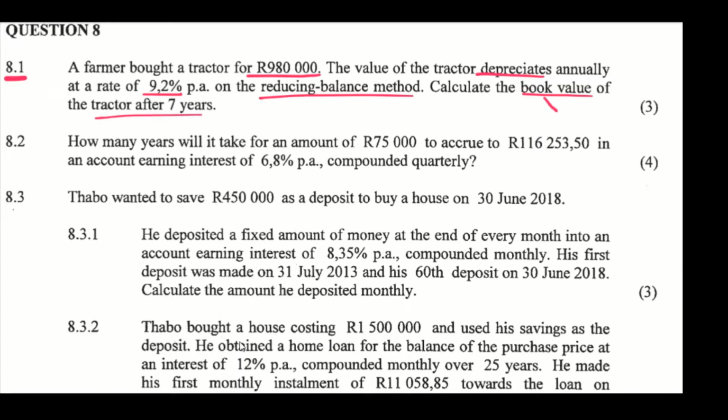So when they say book value, they mean the accumulated amount, right? Which we normally write as A, right? And when they talk of reducing balance, they mean the decay. So it's going to be 1 minus i to the power of n, right? Yeah, so let's just calculate this here.